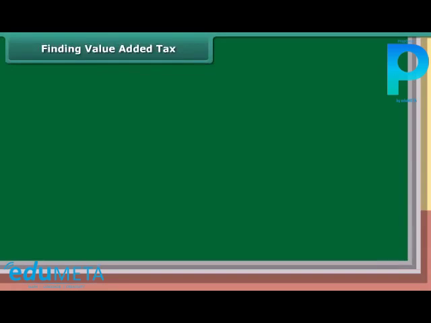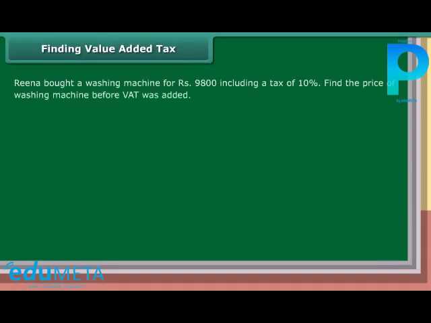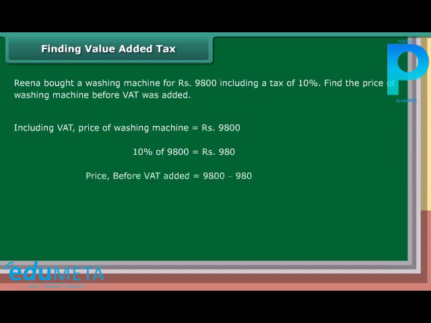Finding value added tax. Rina bought a washing machine for ₹9,800, including a tax of 10%. Find the price of the washing machine before VAT was added. Including VAT, the price of the washing machine is ₹9,800. 10% of 9,800 is ₹980. Price before VAT added = 9,800 − 980 = ₹8,820.